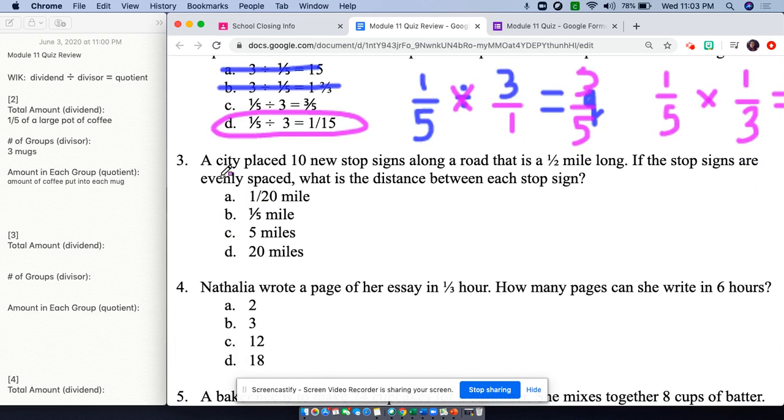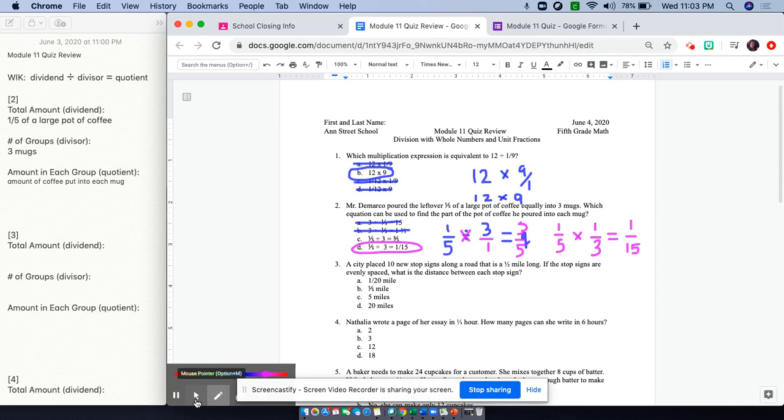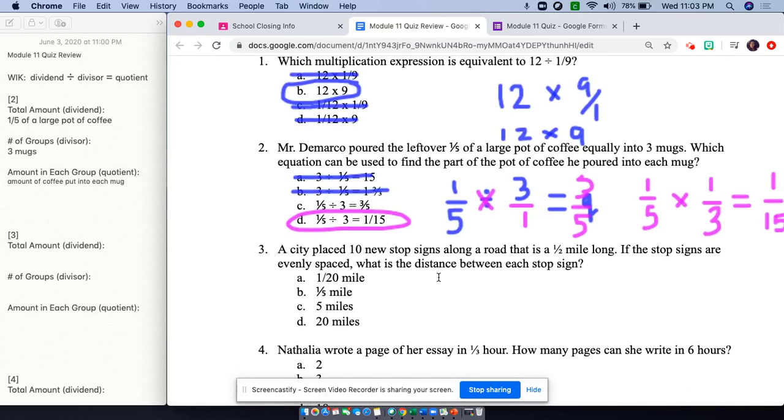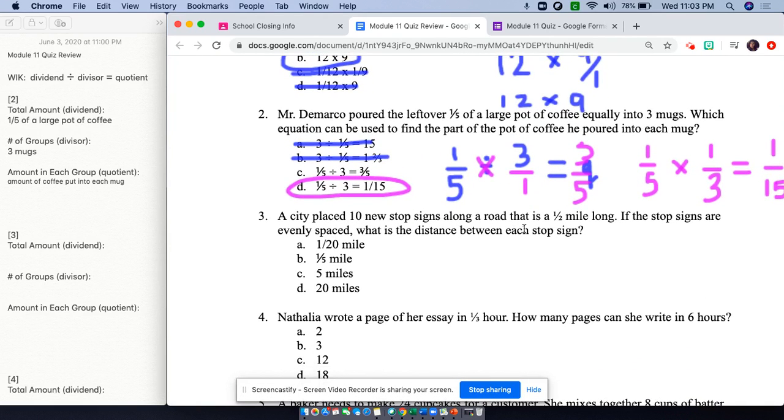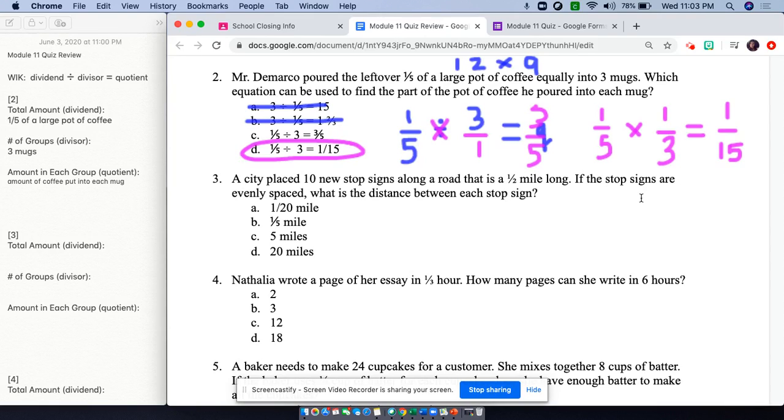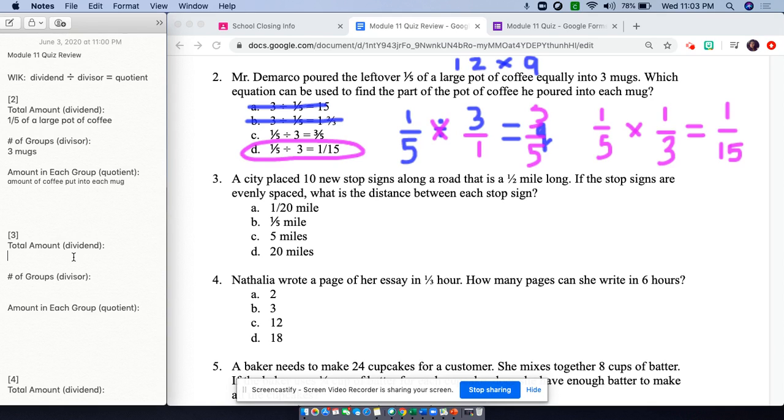Okay, let's go on to number 3. It says a city placed 10 new stop signs along the road that is half a mile long. If the stop signs are evenly spaced, what is the distance between each stop sign? Again, let's identify what the total amount is. What here can never, ever change? Is it the number of stop signs along the road, or is it how long the road is?